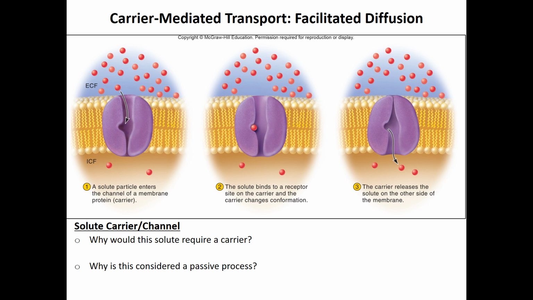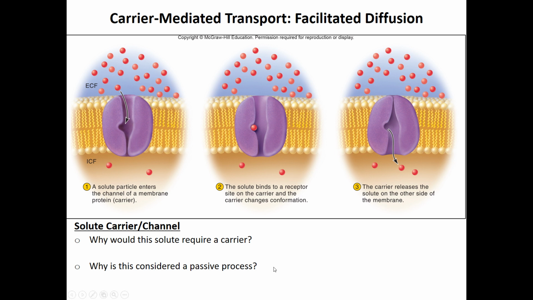So the question first off asks, why would this solute require a carrier? Well, this solute would require a carrier because it is unable to pass directly through the plasma membrane. Recall that anything that can pass through uses simple diffusion, and it has to be small, non-charged, and non-polar. That means that anything that's using this carrier is likely a large molecule that cannot pass directly through the membrane unassisted, or it's charged like a sodium ion, or it is polar.